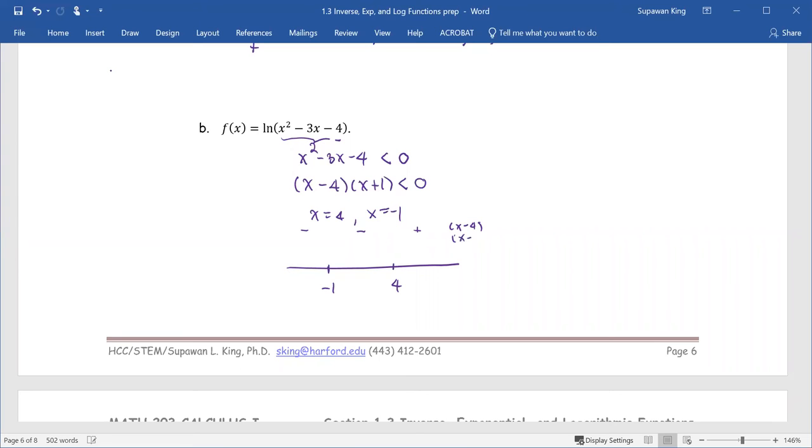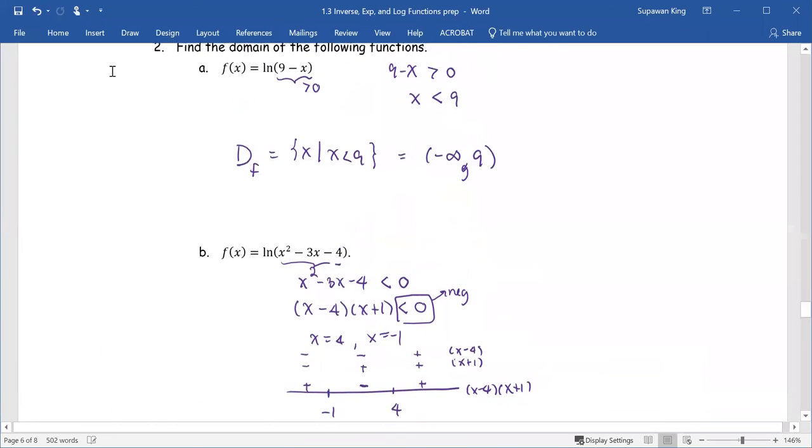Next factor, x plus 1. The right interval of negative 1 will give you the positive sign, or plus sign, and the left side of the point x equals negative 1 will return the sign of negative. So the product of both factors will be plus sign for the right interval, minus sign for the middle, and plus sign for the left interval. And we are looking for the product that returns a negative sign. Oh, wrong one. It has to be positive.